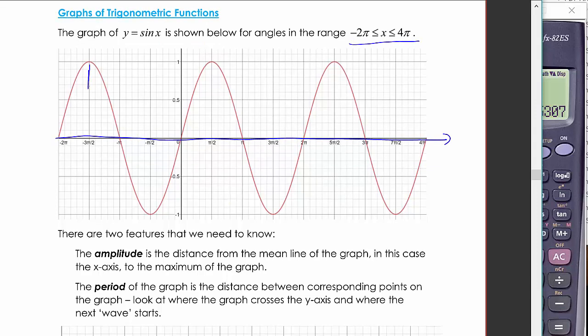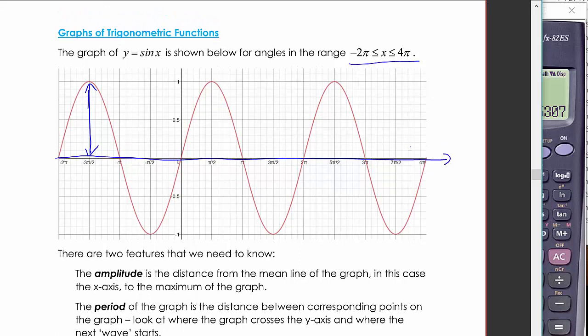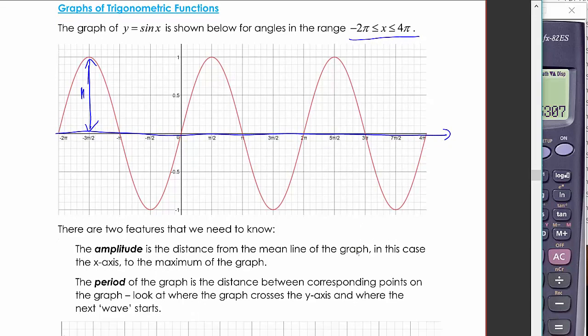The amplitude is the distance from the mean line to a maximum or a minimum. In this case, for the sine, we can see that the amplitude is 1. It's the same for the cosine. The period is the length of a complete wave. So on here, there's a complete wave, and then we can see it repeats itself. And that's at 2 pi. So the period is 2 pi for the standard sine, or 360 degrees.